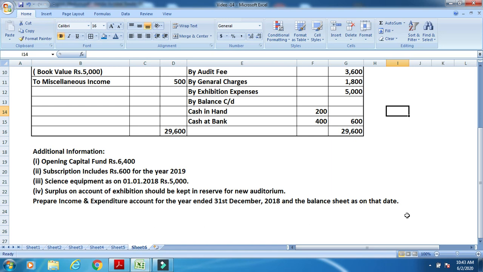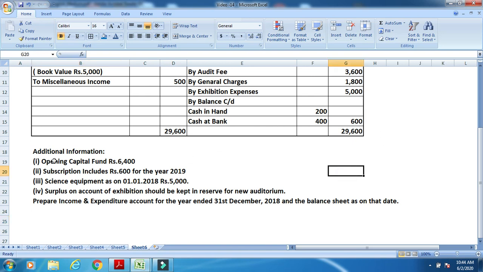Additional information: opening capital fund; subscription includes rupees 600 for the year 2019; science equipment as on 1st January 2018 rupees 5000. Surplus on account of exhibition should be kept in reserve for the new auditorium. Prepare the income and expenditure account for the year ended 31st December 2018 and the balance sheet as on that date. In the sum they are asking for the income and expenditure account and the balance sheet.